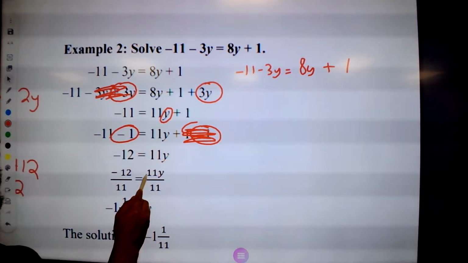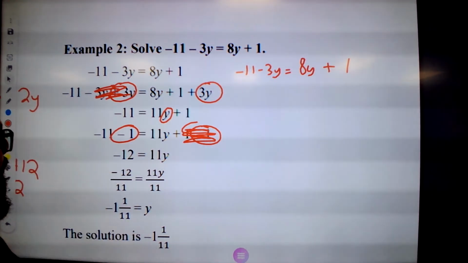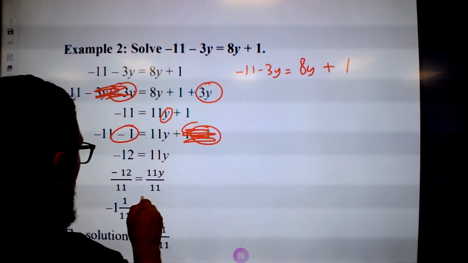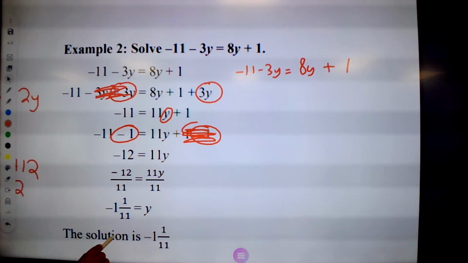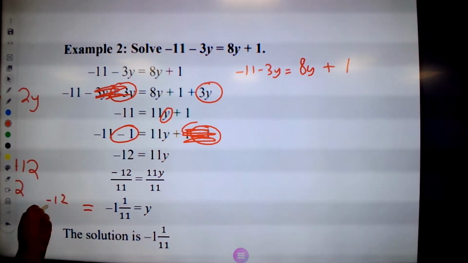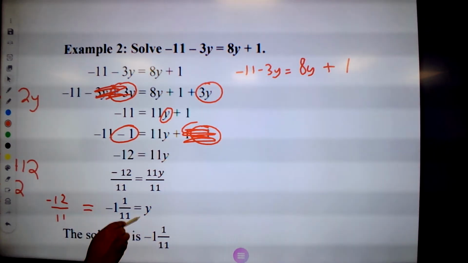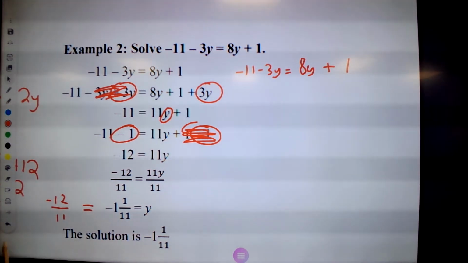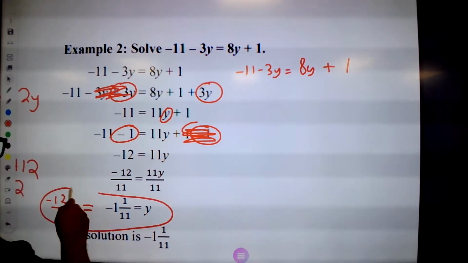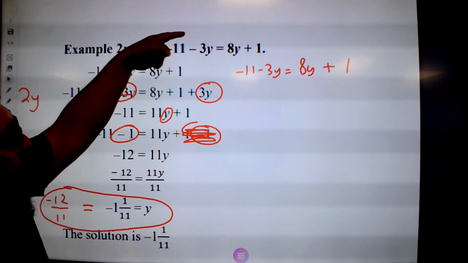So now we have a one-step equation. This is multiplication, so you have to divide. So divide by 11, divide by 11. And you're going to get y equals negative 12 over 11. You could have just left it like that. Negative 12 over 11, that's fine. They decided to change it to a mixed number. Both of these are right. If we substitute this back in here, you're going to get the same answer.